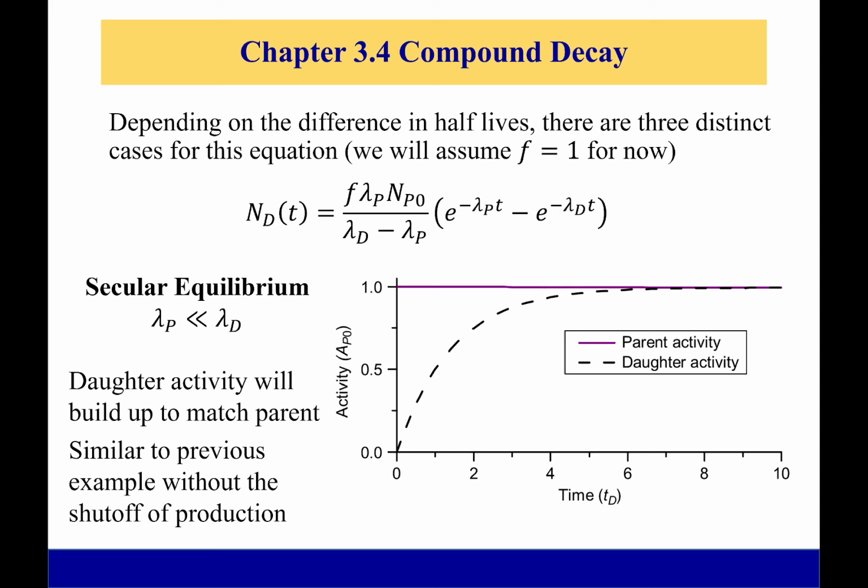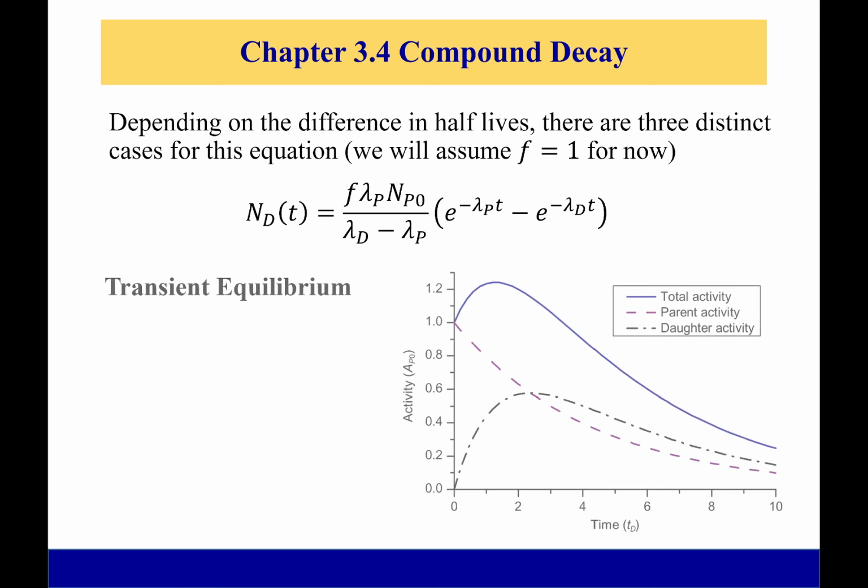Okay, so that is if the parent is much, much longer lived than the daughter. What if it's just a little bit longer lived than the daughter? Well, that's what's called transient equilibrium. So in this case, you can see everything looks very, very different. And the reason for this is because now we begin to see that the parent will decay. Its lifetime is finite. That one wasn't infinite, it's just very, very long lived. And so it's going to decay along with the daughter, just a little bit slower than the daughter.